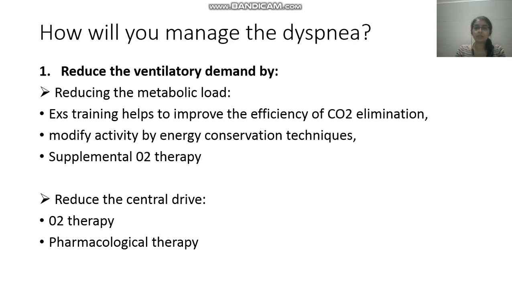All these will depend on the type of affection your patient has and your judgment of what you want your patient to achieve. So what we can do is reduce the ventilatory demand of the patient by either reducing the peripheral metabolic load of the patient, or reducing the central drive of the patient. How can you reduce the central drive of the patient? We all know you have central pneumotaxic centers, you have peripheral pneumotaxic centers.